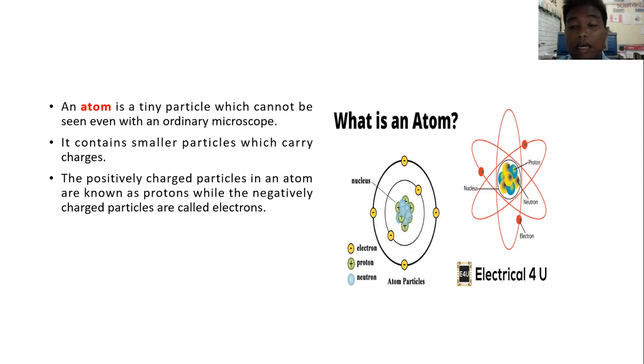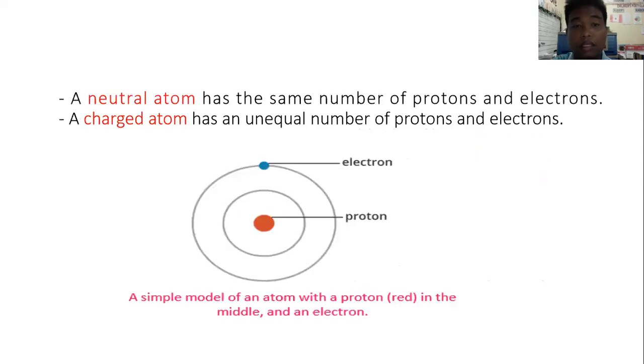As you can see there in the picture. Okay. A neutral atom has the same number of protons and electrons. A charged atom has an unequal number of protons and electrons. So remember, a neutral atom has the same number of protons and electrons, but the charged atom has an unequal number of protons and electrons. So look at the simple model of an atom with a proton in the red color, in the middle, and an electron.